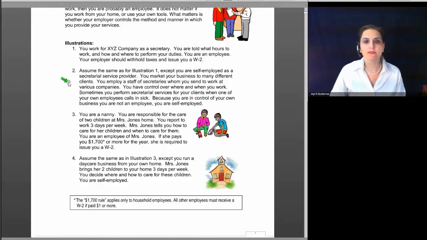You employ a staff of secretaries whom you send to work at various companies. So you yourself actually have employees. You have control over where and when you work, and sometimes you perform secretarial services for your clients when one of your own employees calls in sick. Because you are in control of your own business, you are not an employee, you are self-employed.